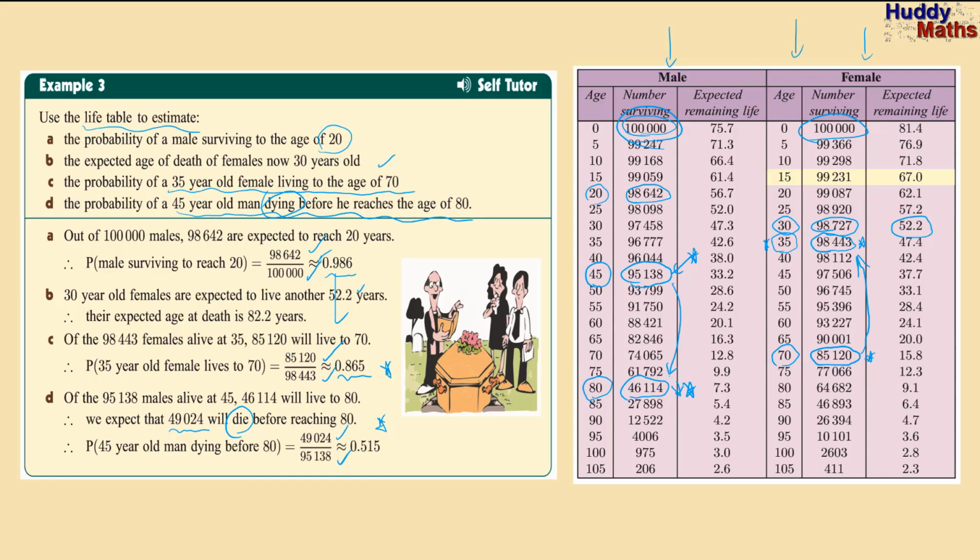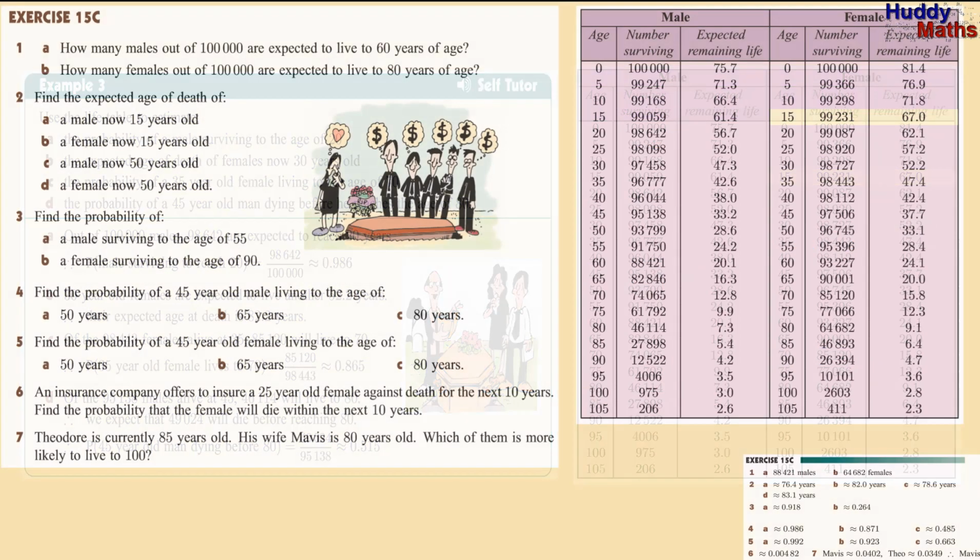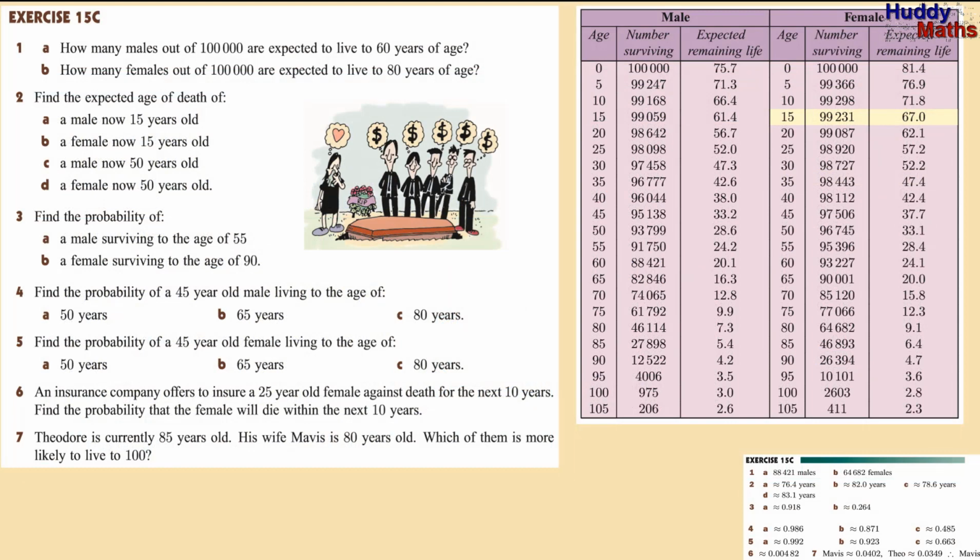Can you see that this probability business is going to be pretty important in life insurance? Let's go on now. And here's your chance, 15C. 7 questions there, and down the bottom I've got the answers again. So pause the presentation and see if you can use the table to work out the answers to those 7.